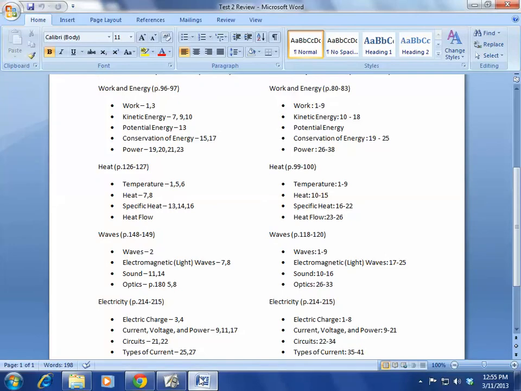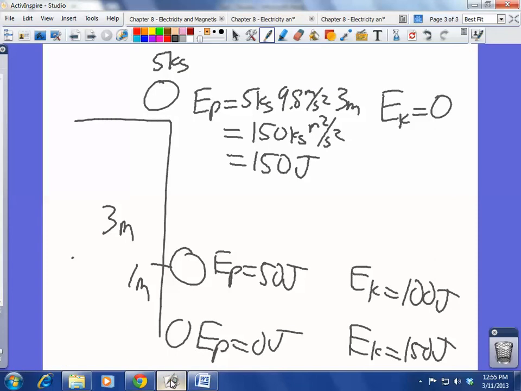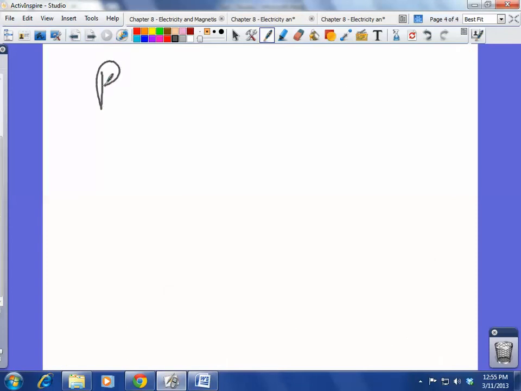Quicker than I thought. Okay. The last thing we did in this chapter was we talked about power. Okay. And remember, power, we said, was just one more step to deal with work. Okay. Power is just equal to work over time. Okay. So it's not just how much work we did, but how fast we did it.